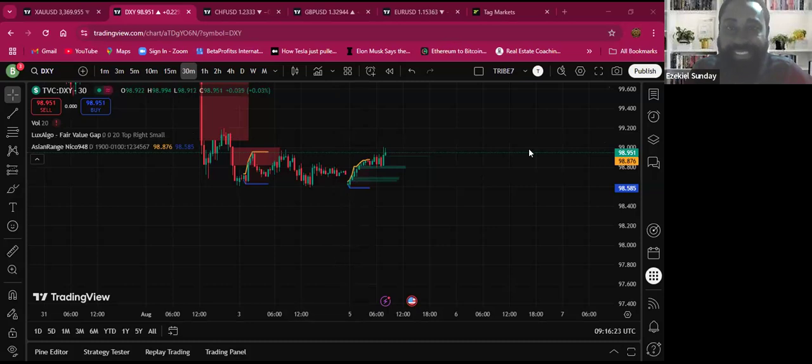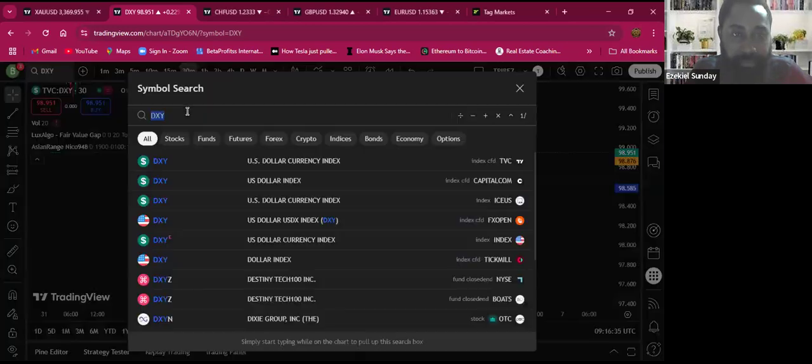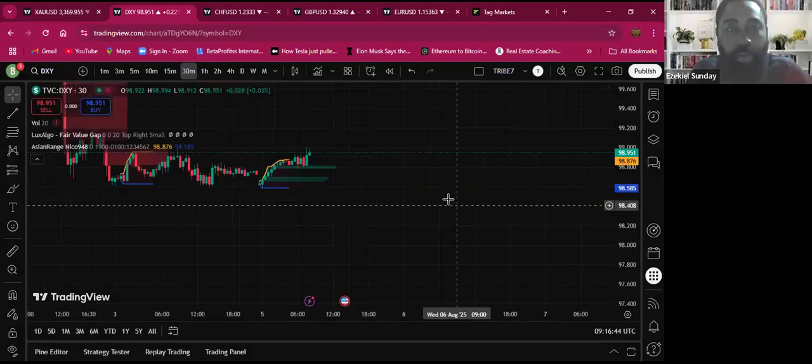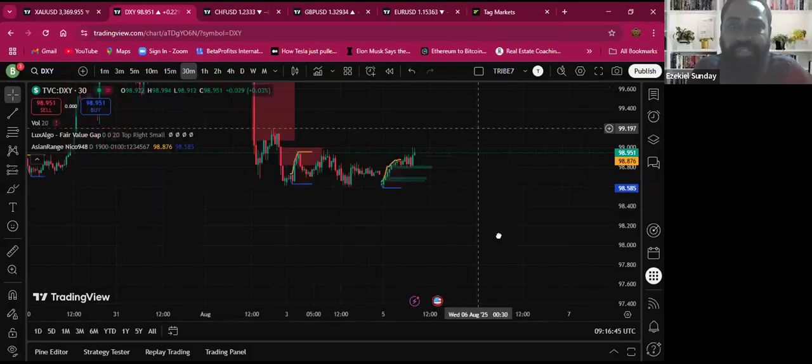And where is the index? You can just go to your TradingView. You go to your TradingView and click on search, type DXY. And once you type DXY, pick the first one, that is TVC. Once you pick TVC, you go into it and you're there. So you have your index. What do you use the index to do?